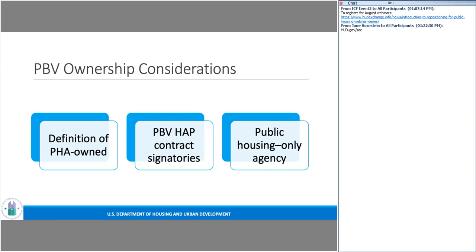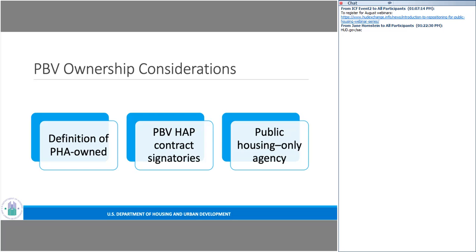If you're a voucher agency and you own public housing and you're going to go through Section 18 and then project-based the tenant protection vouchers on public housing, former public housing that you own, you can't sign the contract on both sides as the voucher agency and as the owner. So it's just something to keep in mind.